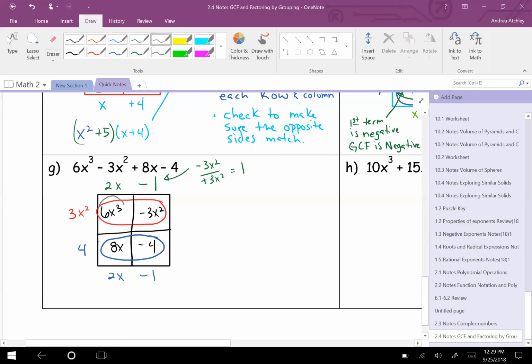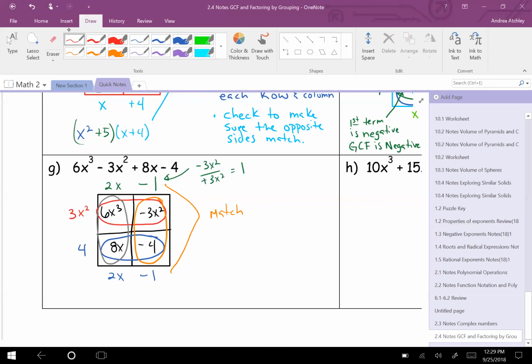Then we do this way. Check our work. What is the GCF between 6 and 8? 2. And they have 1 x in common. So the GCF was the 2x right here, which is what I already have. And then negative 3 and negative 4, there's nothing in common. So I have to pull out a negative number. The GCF is going to be negative. And so it must be negative 1. Does that make sense? Okay, so these two, we want to make sure they match. And they do.